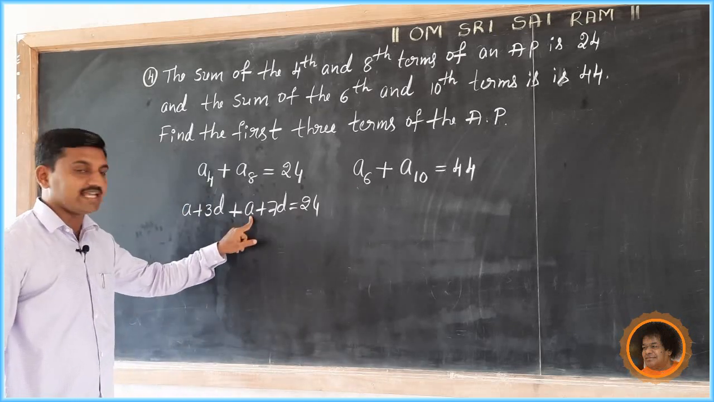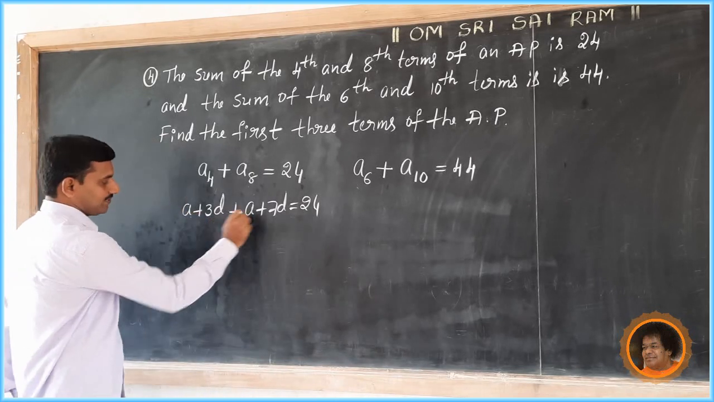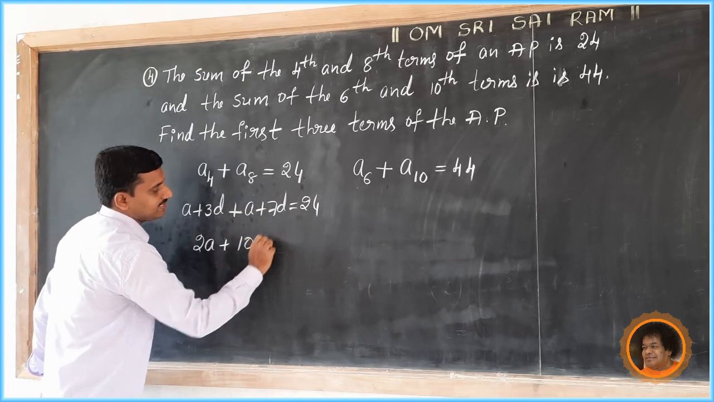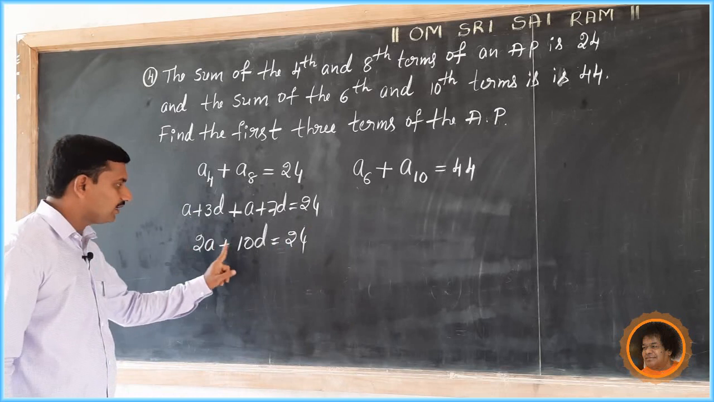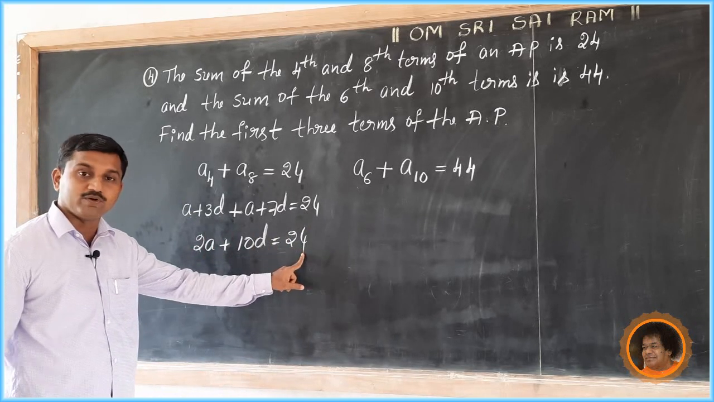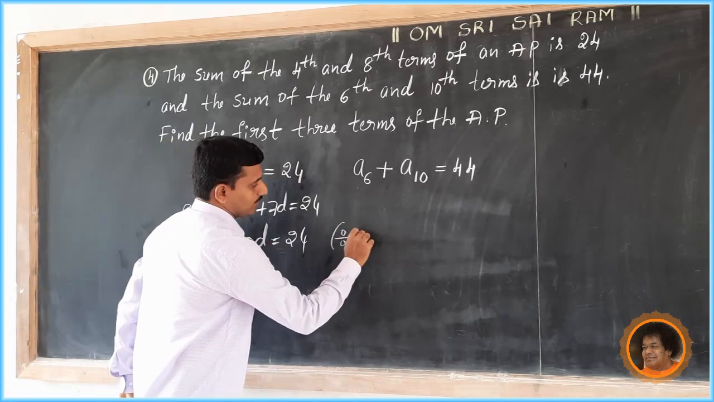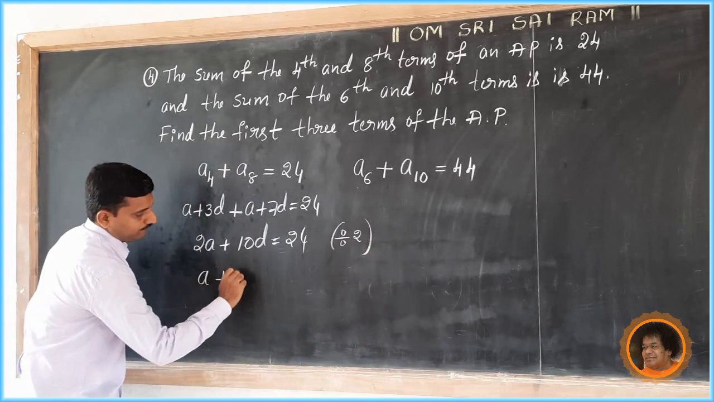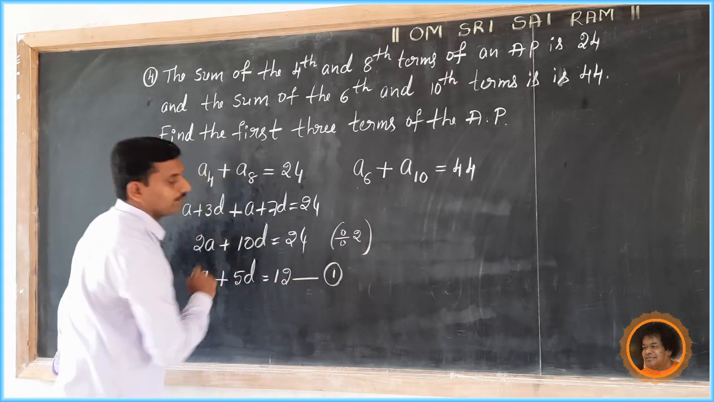So A plus A, like terms. You know that like terms can be added or subtracted. So A plus A is 2A, plus 3D plus 7D is 10D, equal to 24. Is there any common term in this equation? 2A plus 10D equals 24. 2 is the common term, so divide throughout the equation by 2. So we get A plus 5D equal to 12. Let it be equation number 1.